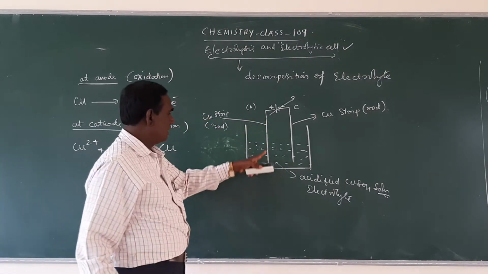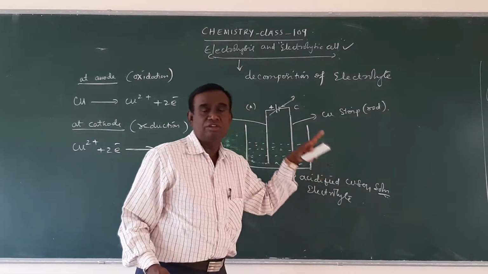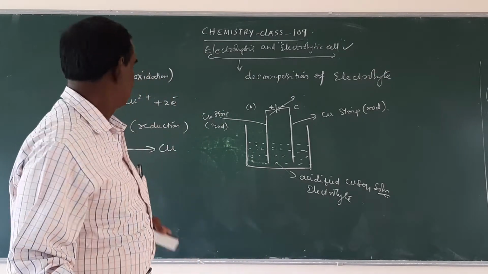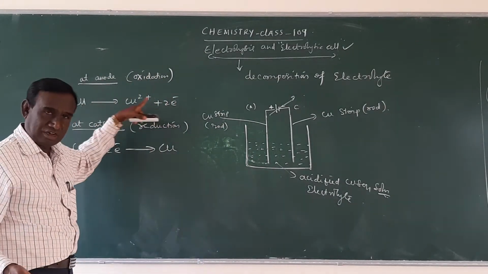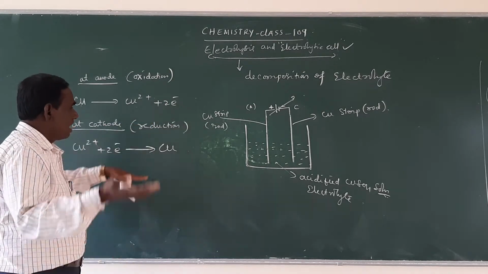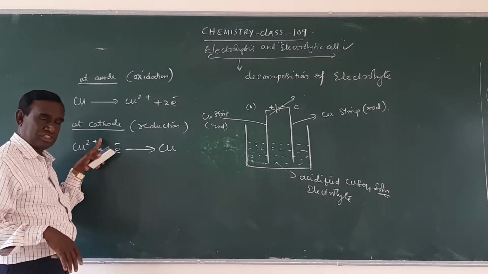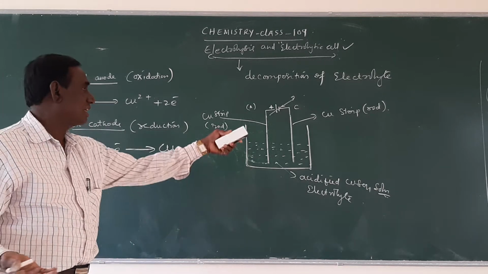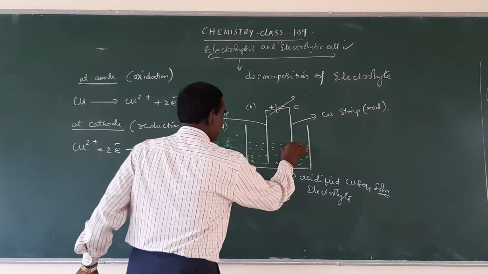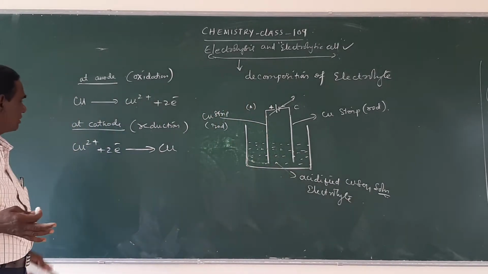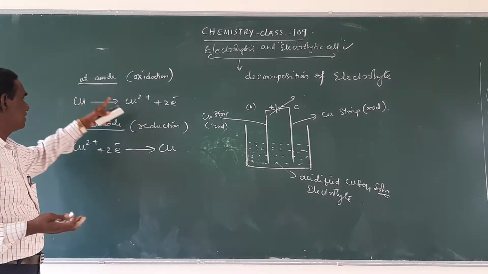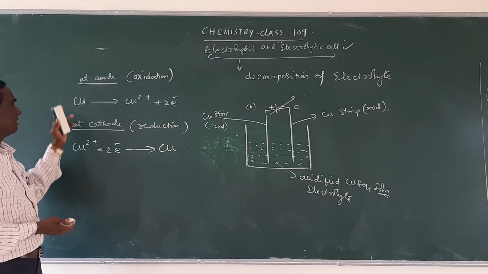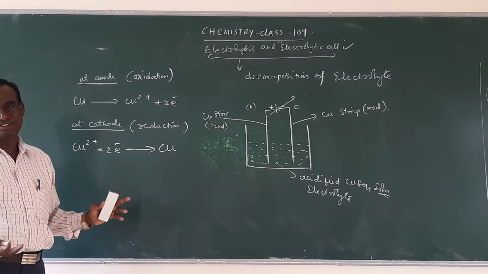Here the copper rod enters into the solution as copper ions, liberating the electrons. At the same time, the copper ions take up electrons and deposit on the cathode as copper metal. So this is dissociation, this is association. That means this is oxidation, and this is reduction.